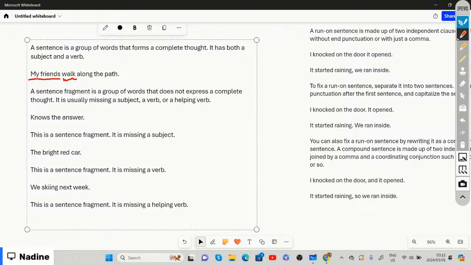it says, knows the answer. So this sentence that says knows the answer, right? Now the question is, you need to ask yourself, who knows the answer, right? So this one is missing a subject. It is missing a subject because we need to at least say who or what knows the answer.